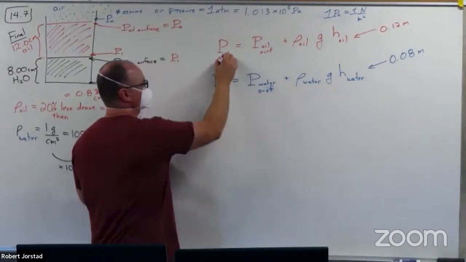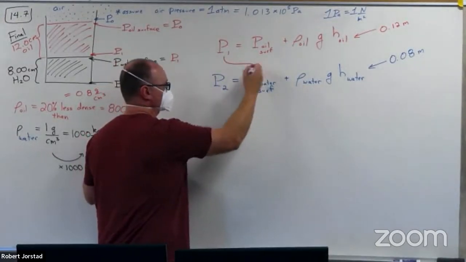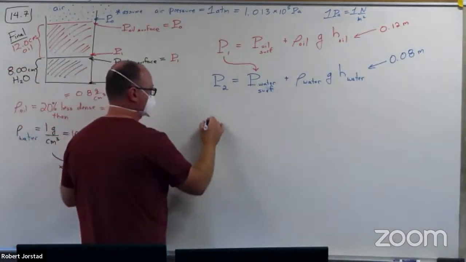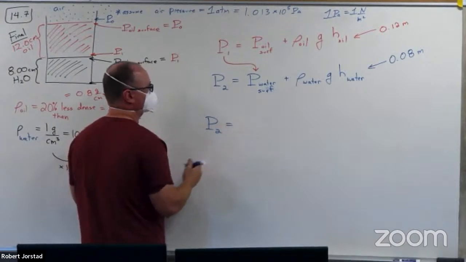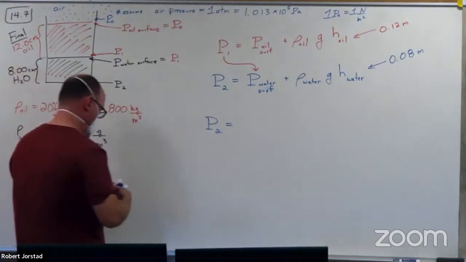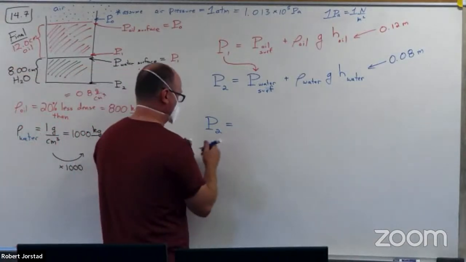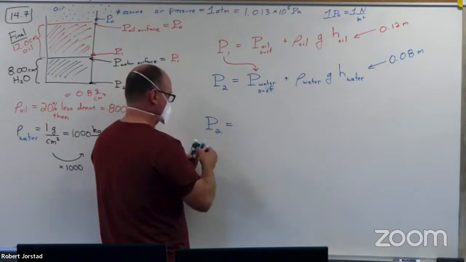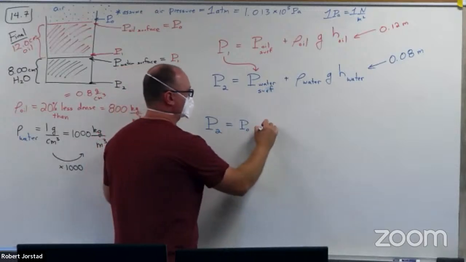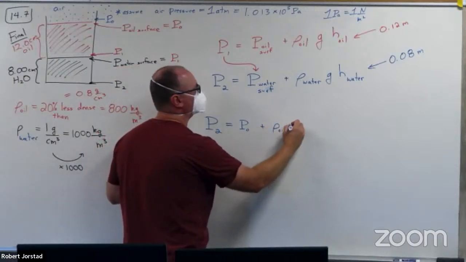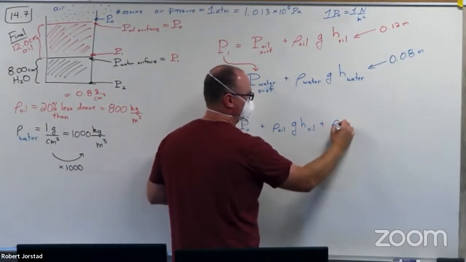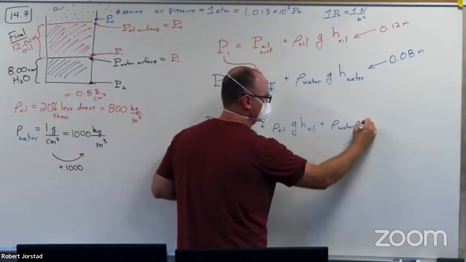And do you agree, the whole point here is we could just kind of daisy chain these together. So notice P2 is equal to P naught, that's the atmospheric, plus density of the oil, G, H of the oil, plus density of the water, G, H of the water.